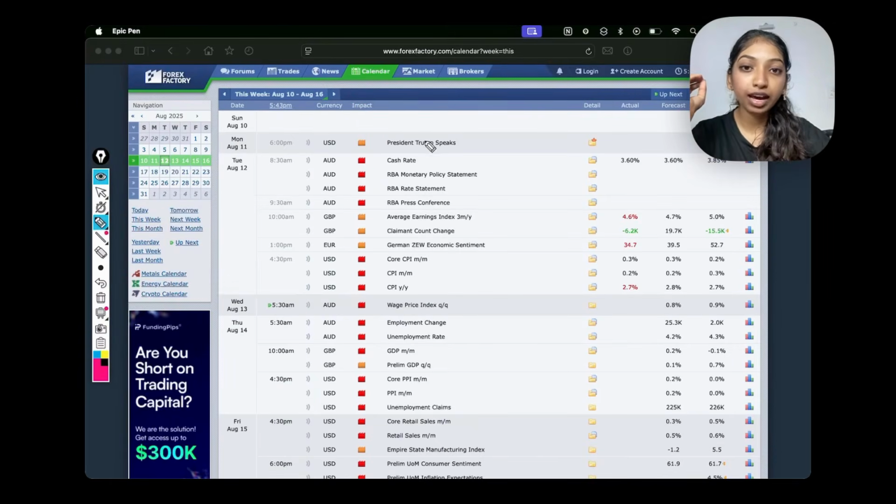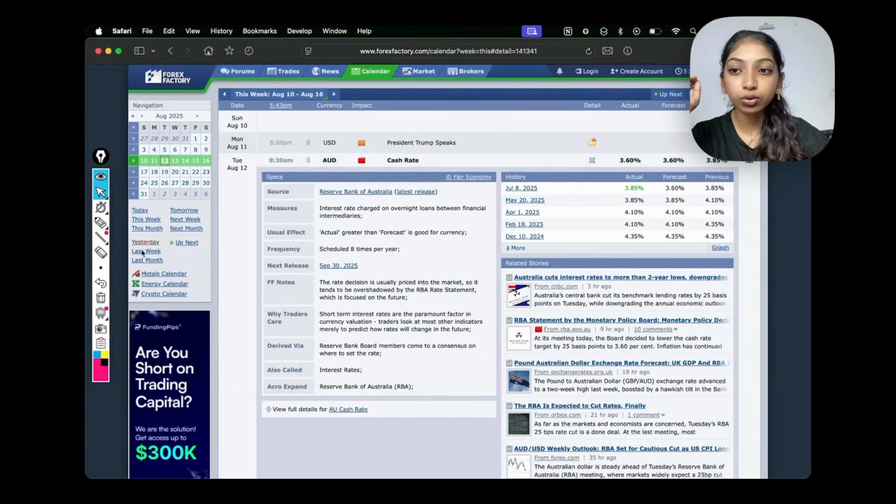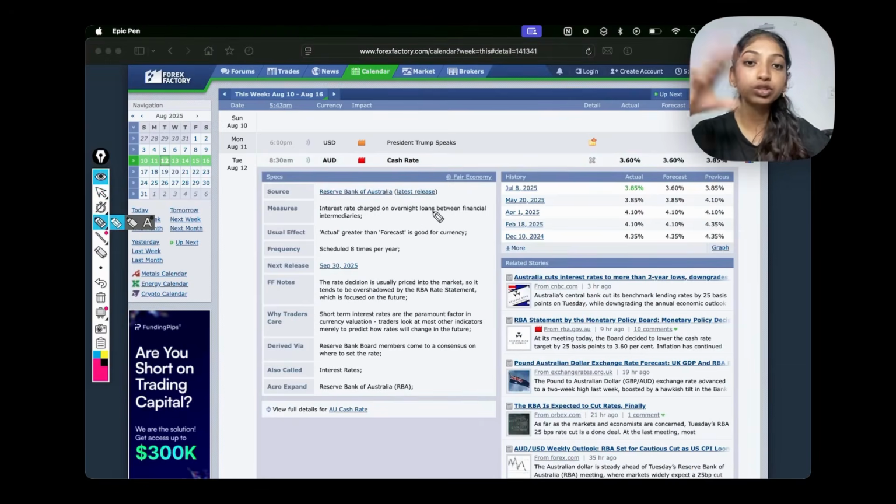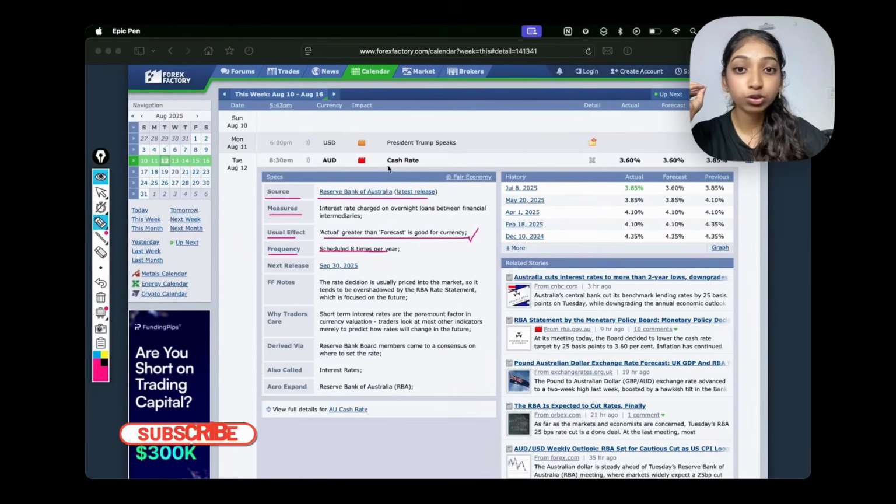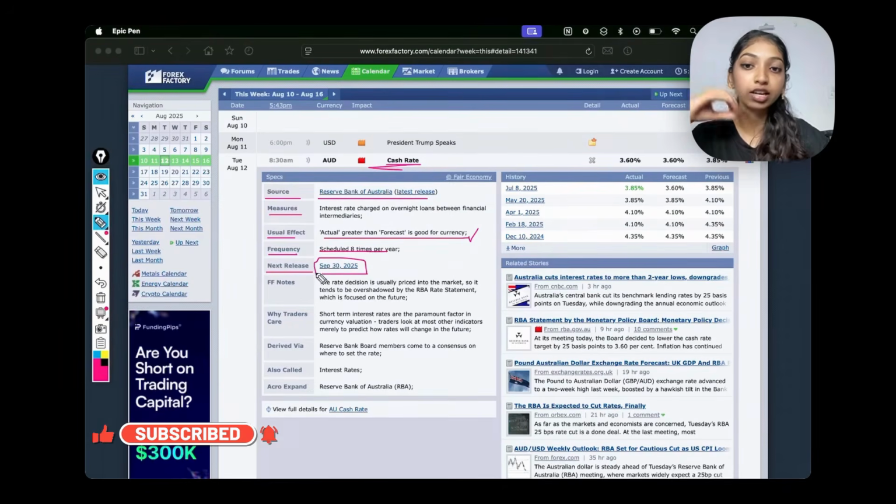Next up, we have the news. This is where the news is going to be placed. All of the news data will be right over here. And next over here, we have the detail. If you click on this folder, it'll show you more in-depth what's going on. We have the source, where this is from, the measures, the usual effect. We're going to talk about this very soon. And then frequency, scheduled 8 times per year. So this news is scheduled 8 times per year. And the next release is on September 30. Just the data more in depth if you want to go and look at that.